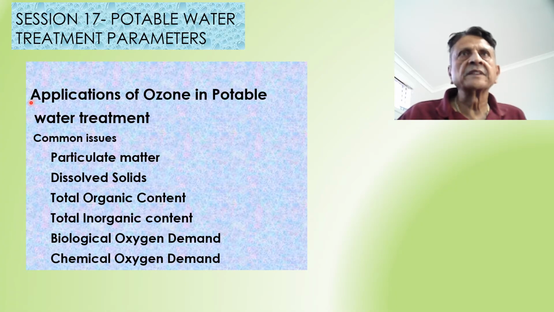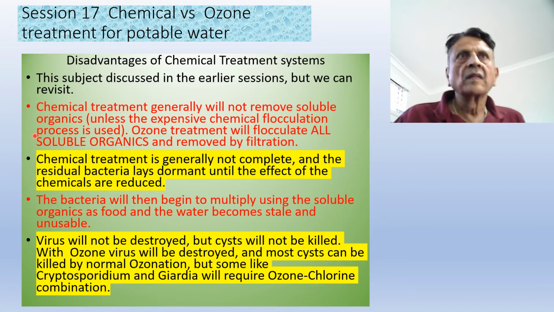There are certain parameters of water that we should consider when we apply ozone for the treatment. They are the particulate matter, dissolved solids, total organic content, total inorganic content, the biological oxygen demand, and chemical oxygen demand. We are going to discuss the disadvantages of the chemical treatments of water compared to ozone treatment.